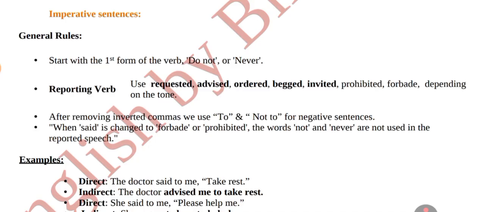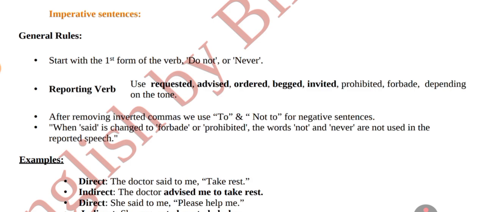Imperative sentences always start from the first form of the verb, do not or never. Our reported speech starts from the first form of verb, do not or never. And we change our reporting verb into requested, advised, ordered, begged, invited, prohibited, forbade, depending on the tone. If the tone is like advising, then you will use advised. If the tone is commanding, then you will use ordered.